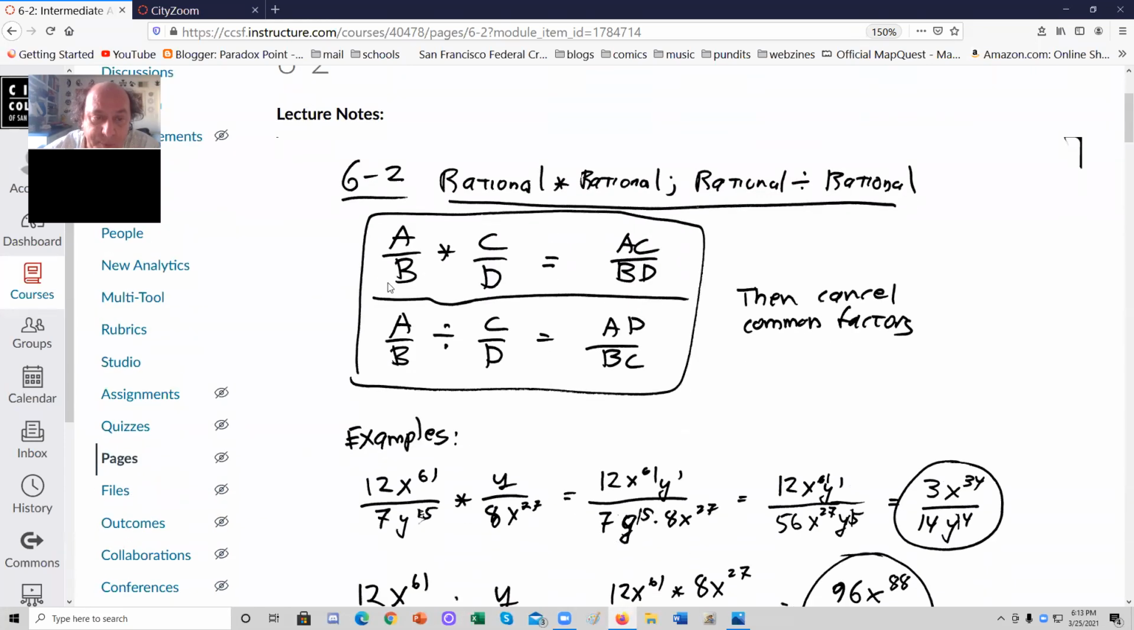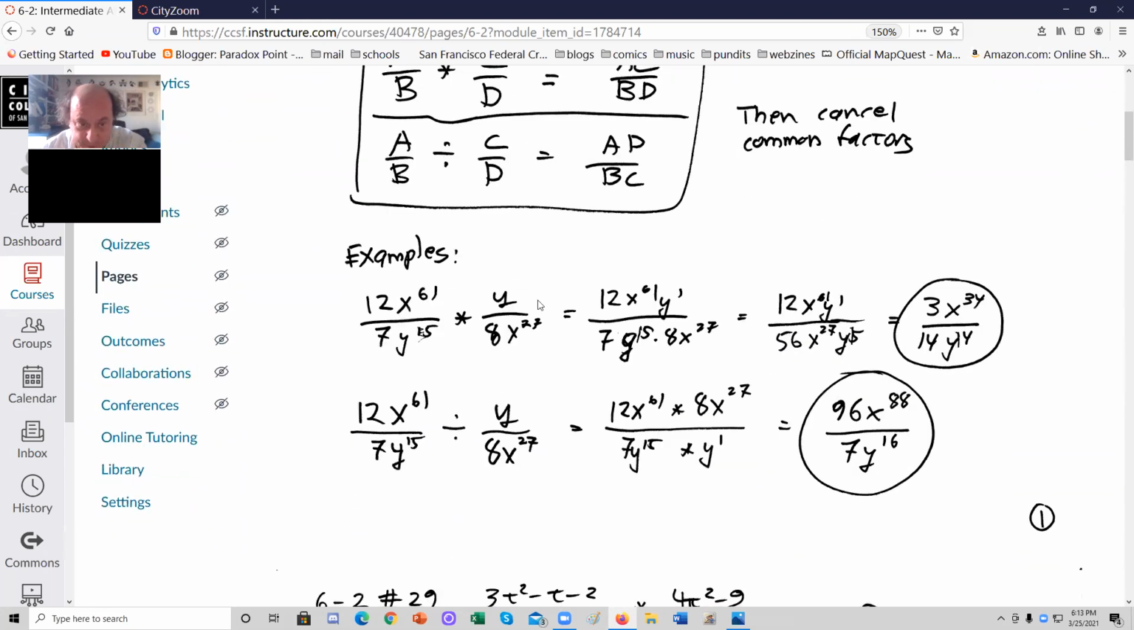So, for example, if you have a ratio A over B times the ratio C over D, that'll be equal to A times C over B times D. And A over B divided by C over D, we take the reciprocal, D over C, and multiply and get AD over BC. And then we cancel common factors.